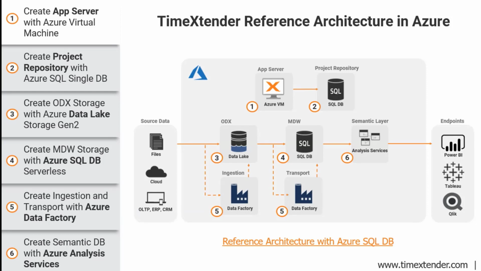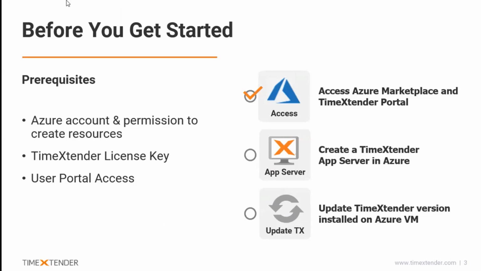As Jay mentioned, if you do have questions as we go through, please do put those in the chat. So let's go ahead. Before we get started, we do have a few prerequisites we need to make sure we take care of. Of course, you need an Azure account, right? You need to be able to have access and permissions to create resources in the Azure account to be able to do this. You need a license key for TimeXtender, and you need user portal access. If you don't have user portal access, you can reach out to your TimeXtender representative, and we can go ahead and make sure you can get access to that. But that's where you're going to have all of your license keys and ODX secrets that we're going to use in just a minute here.